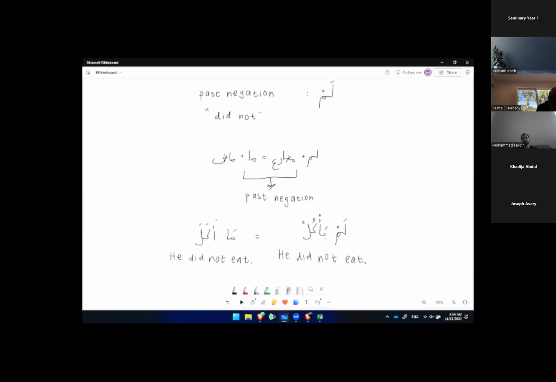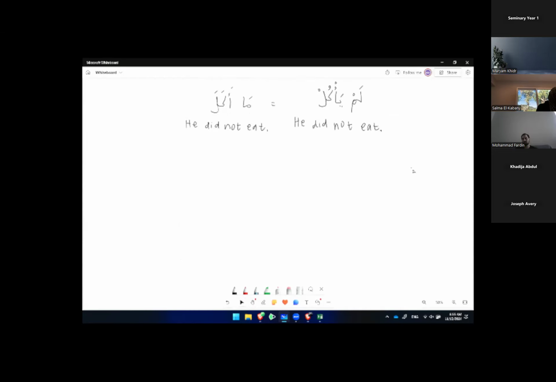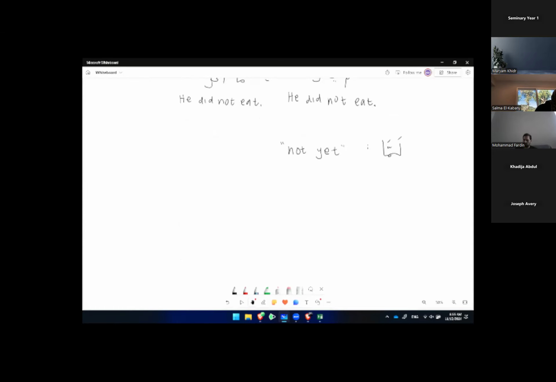All right. Next. Lamma. Lamma is not yet. So lamma implies something that has not at this point in time presently happened yet, but it will take place in the future. So not yet.